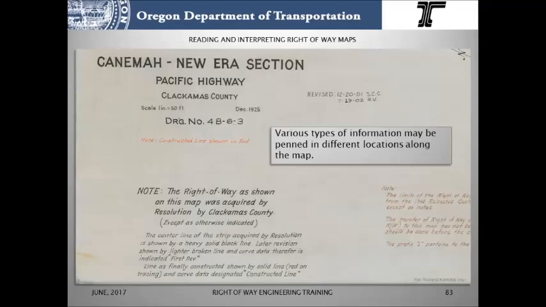This map here, side note, this is probably the longest map that was ever done. It's over 70 feet long. It was drafted in December of 1925.